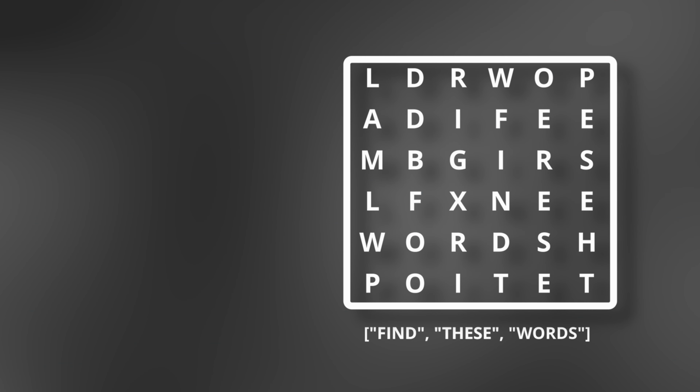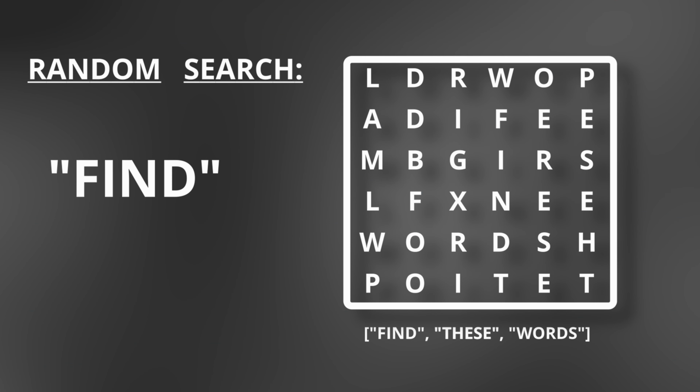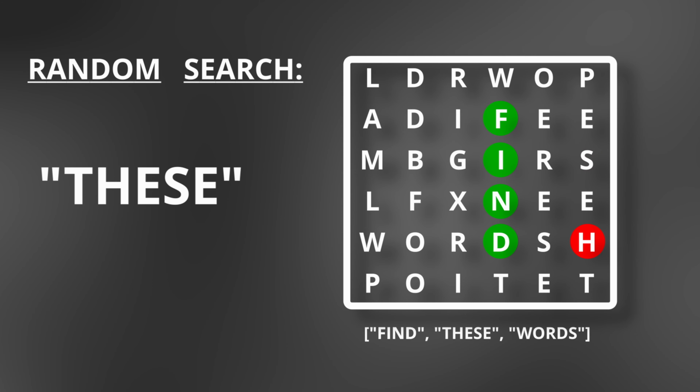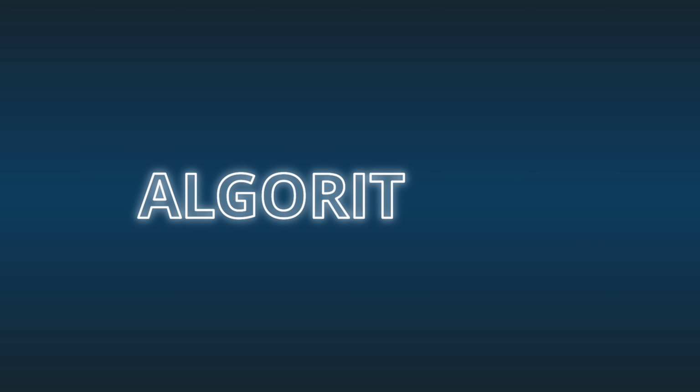Algorithm 3 is a basic random search, where given a word, we pick a random position in the grid. If that letter matches the starting letter of our word, we search in all 8 directions from that position. We continue to pick a random position until we have checked all possible positions or until the word has been found. We then repeat this entire process for each word to find.